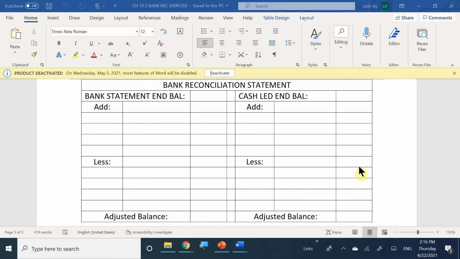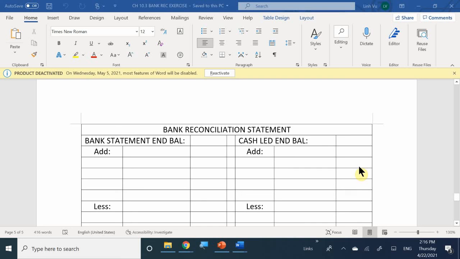And then last but not least, here's your little chart for you to go ahead and compute your bank reconciliation. So which side do you want to start with first? You want to start with the bank side or you want to start with the cash side? Cash side. All right, let's go ahead and start with the cash side.